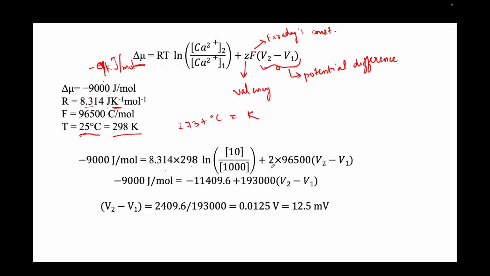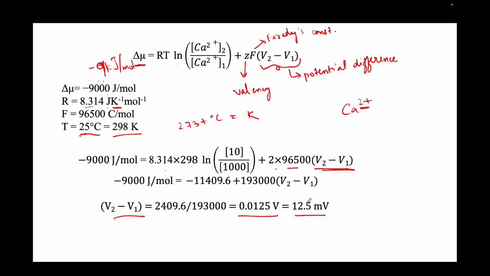Plus we have Z. Z is basically the valency. Calcium has a valency of 2, Ca2 plus. So, Z will be 2, Faraday's constant we have been given, and the potential difference, V2 minus V1, is what we have to calculate. When you solve this whole thing, you will get V2 minus V1 equal to 0.0125 volts or 12.5 millivolts.